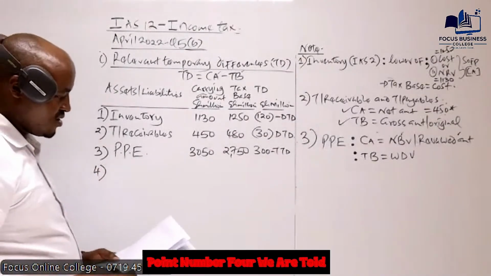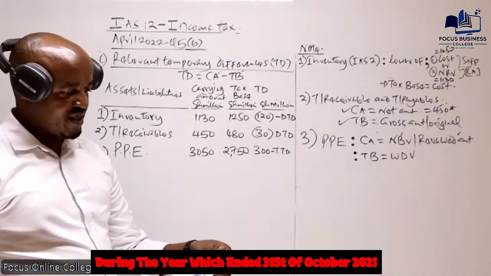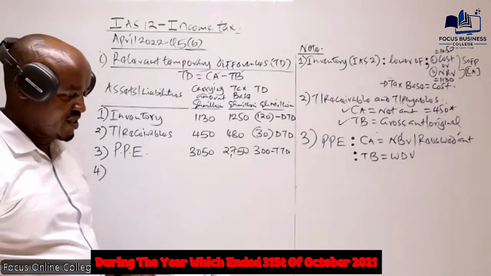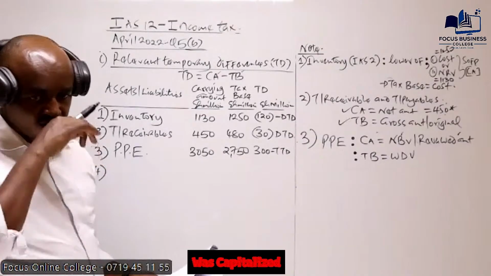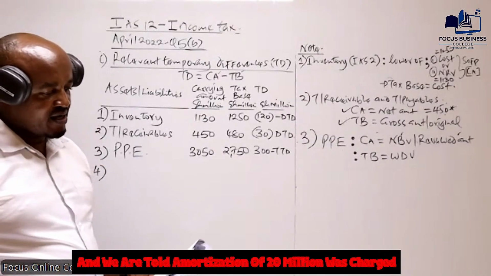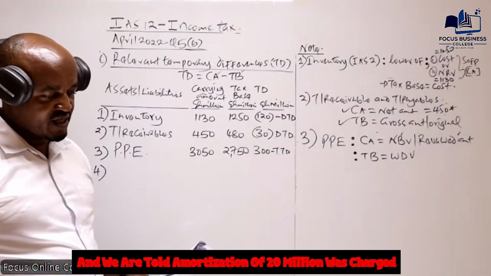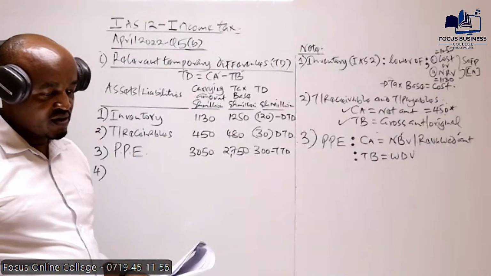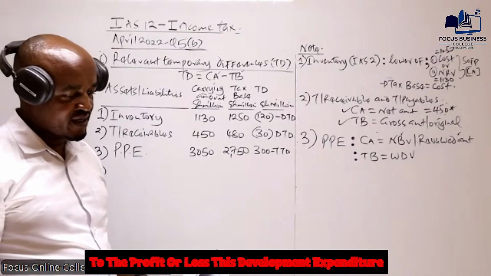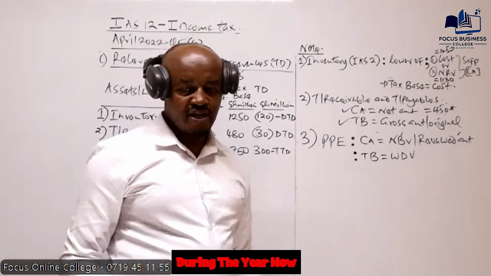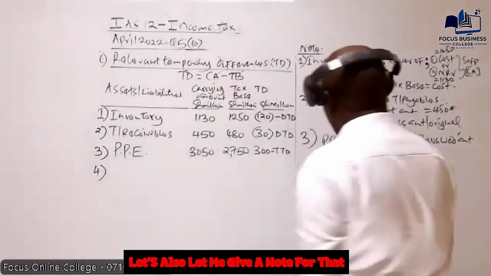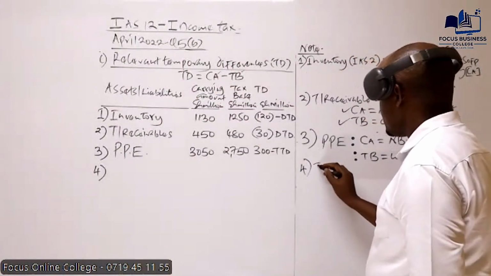Point number 4, we are told during the year which ended 31st of October 2021, development expenditure amounted to 480 million was capitalized, and we are told amortization of 20 million was charged to the profit or loss. This development expenditure was allowed for tax purpose in full during the year. Now, let me give a note for that.